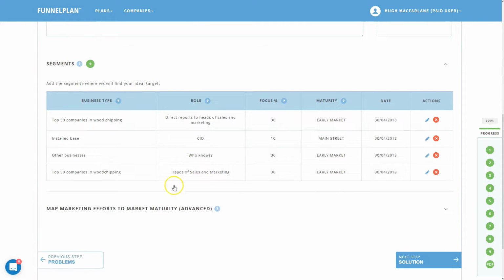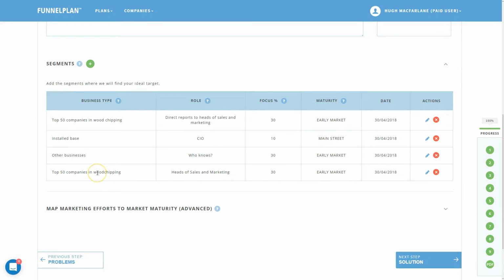Let's scroll down to segments. Now I've actually put 4 in here. The first one is that I'm going to give some of my energy to the installed base. So this is, if you like, quite separate from my point, but I'm trying to give you some context that would be normal in a plan to have some energy going to markets other than what I'm talking about today.